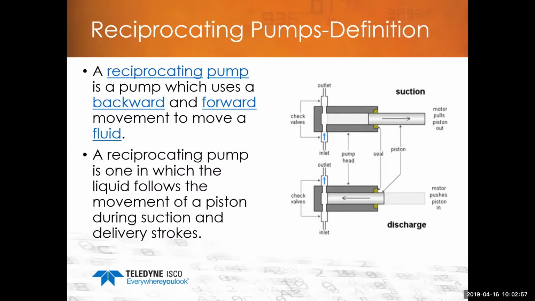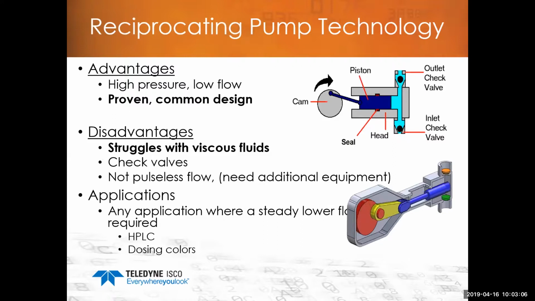The second type of pumping technology ISCO offers is reciprocating pumps. Just think of it like a train engine. The piston pulls back, you can see the GIF there. It pulls back, draws the fluid in, and then pushes it back out. Pretty easy, just like a train engine. Advantages there: low flow, high pressure, and it's a very common design. So it's proven. Many different types of pumps are out there with this design.